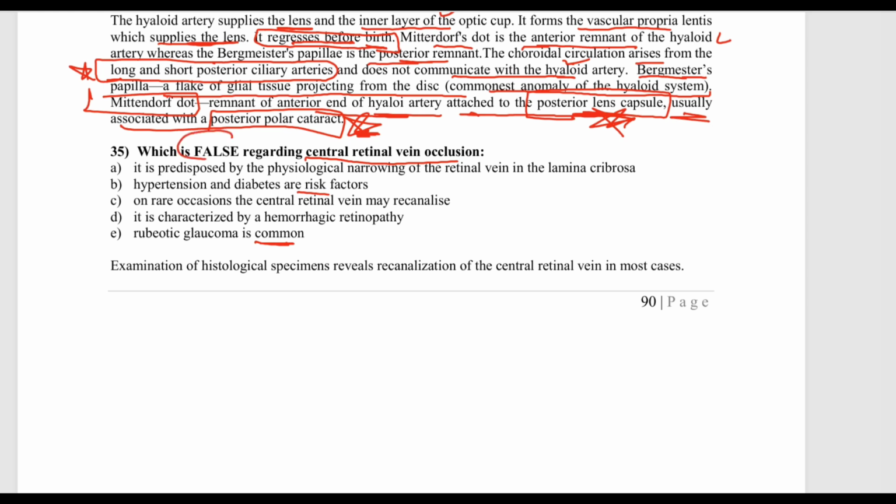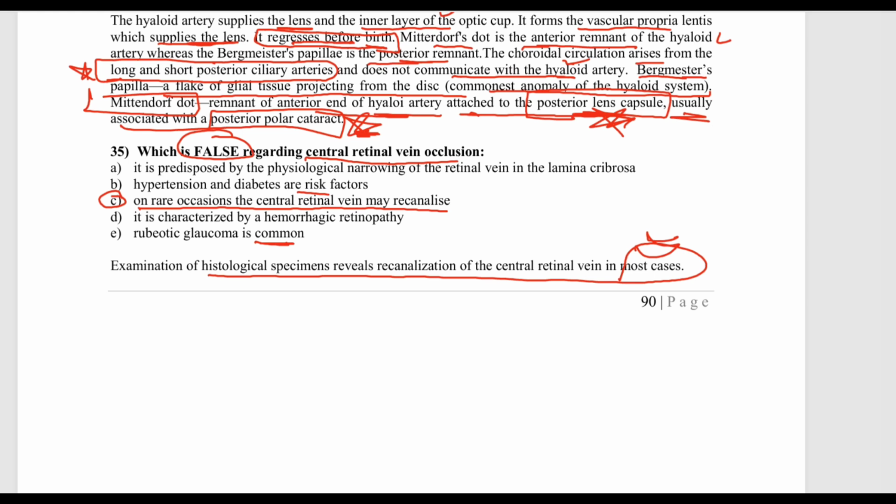So, which statement is false regarding the central retinal vein occlusion? The false statement is "on rare occasion, the central retinal vein may recanalize." Examination of the histological specimen reveals the recanalization of the central retinal vein in most of the cases. So, it is recanalized in most of the cases, but not in the rare cases.